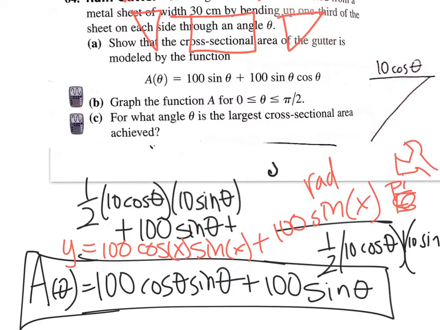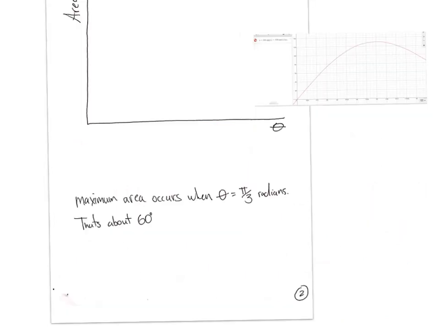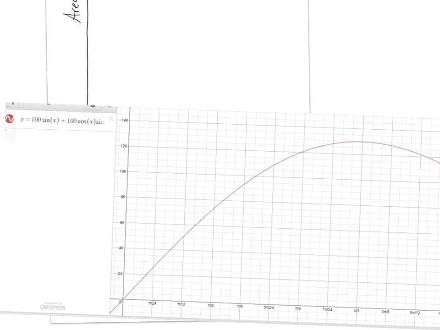So where is that diagram? Oh yeah. And then lastly, let's just read this question because I'm going to turn the page. For what angle theta is the largest cross-sectional area achieved? So if we want the gutter to hold the maximum that it can, what angle should we choose? It's obviously not 0, then it'd be completely flat. Maybe it's 90, and then it would be a rectangle. So let's turn and look at our Desmos.